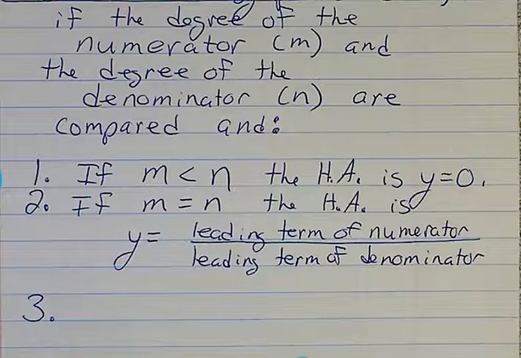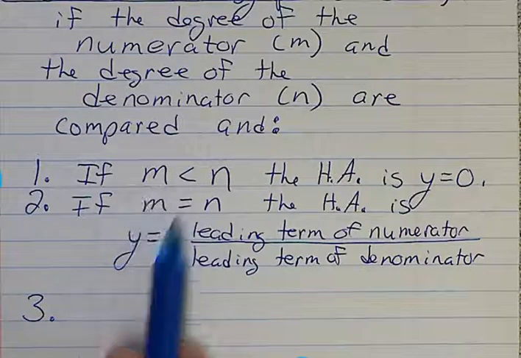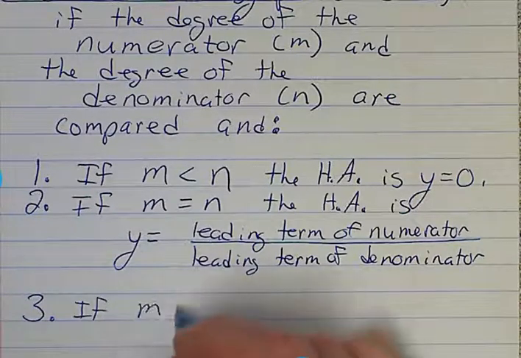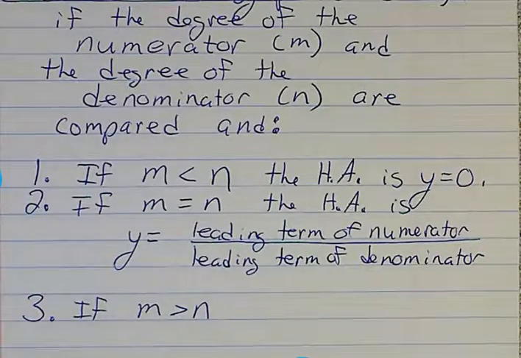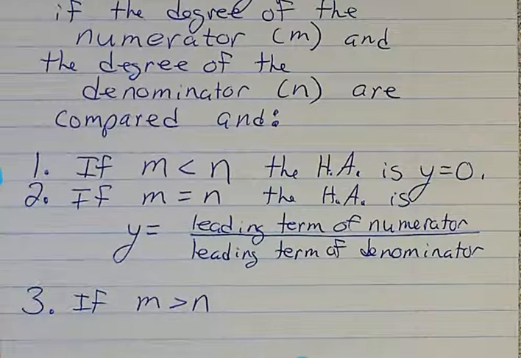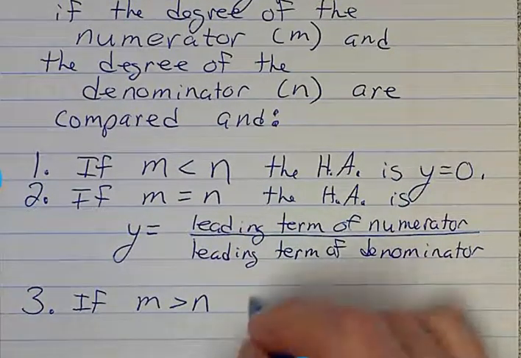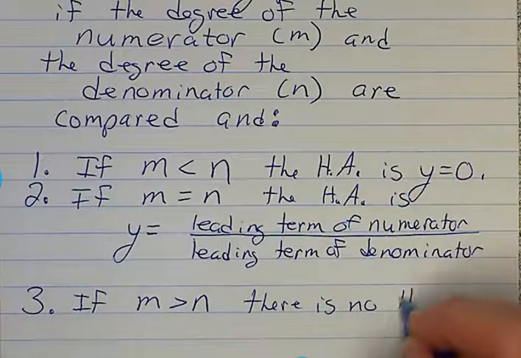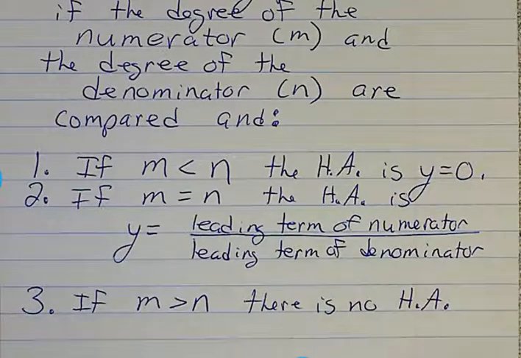And only one other option left. It's either the numerator is less than, the numerator is equal, or on the flip side, the numerator is greater. Because that's the only three choices you have. It's either less than, equal, or greater. And for this one, if the numerator is greater than the denominator, there is none.